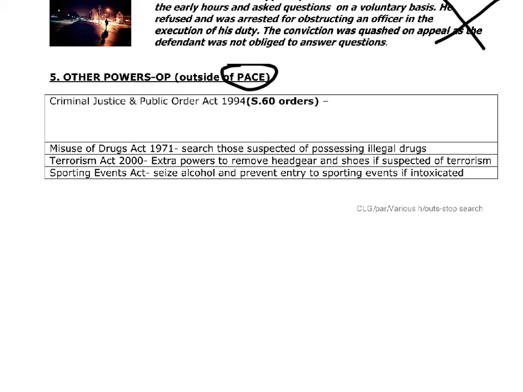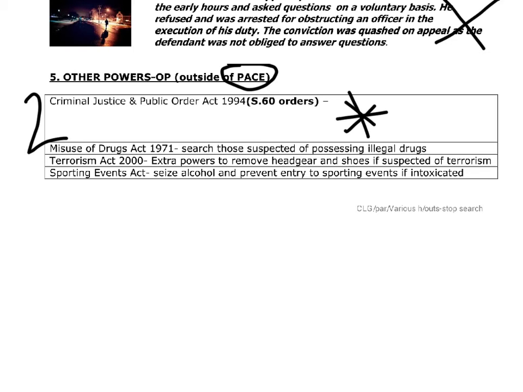Now, in terms of the exam, you only need to include 2 of these 4 powers as an extra in order to make sure you get full marks. So definitely this one, because Section 60 is quite an important power, and then for the other 3, you just choose another one that you would like to use. So you could use the Misuse of Drugs Act, Terrorism Act or Sporting Events Act, as well as the Section 60 order.